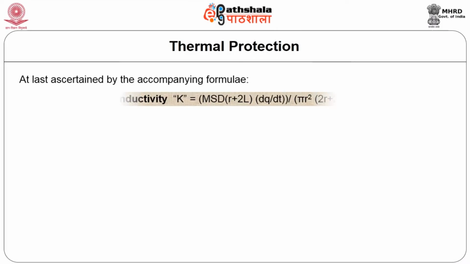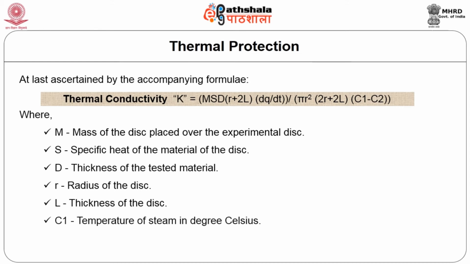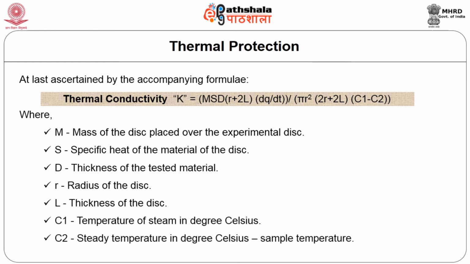At last, it is calculated by the formula K = M S d [R + 2L] (dQ/dt) divided by π r² [2r + 2l] (C1 − C2), where M stands for mass of the disc used, S stands for specific heat of the material of the disc, d stands for thickness of the woven fabric, R stands for the radius of the disc, L stands for the thickness of the disc, and C1 and C2 are temperatures of steam in degrees Celsius. Let me conclude what was discussed in the module.